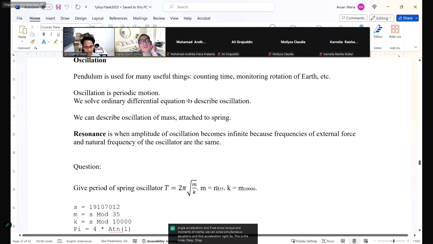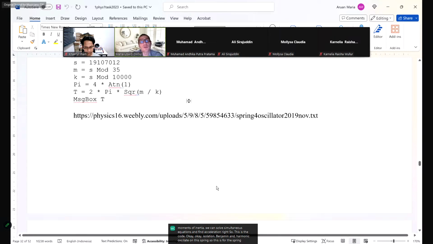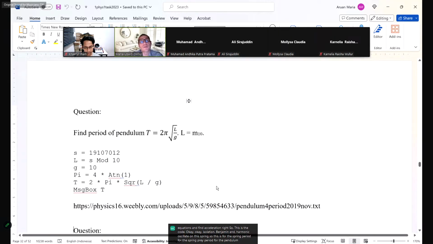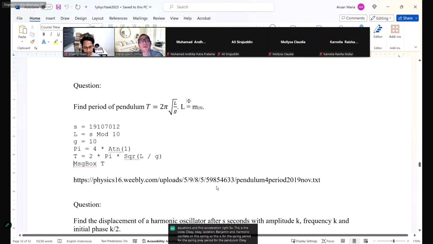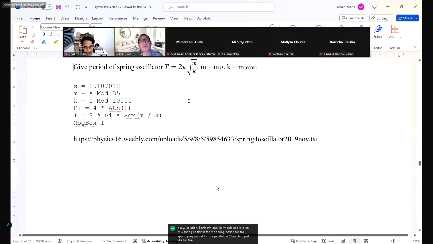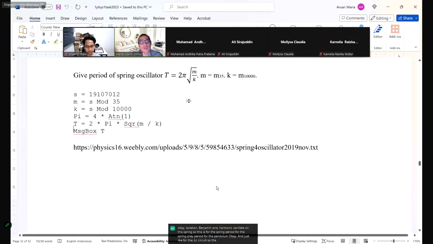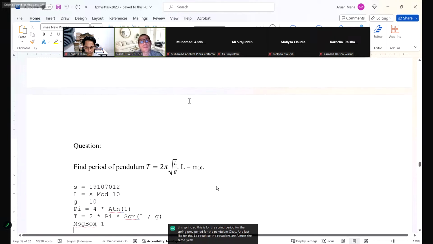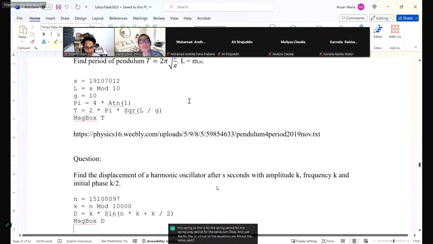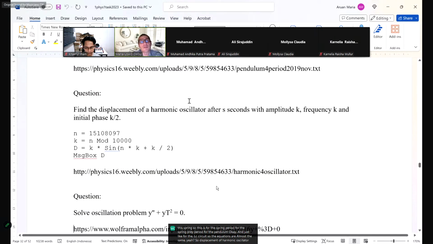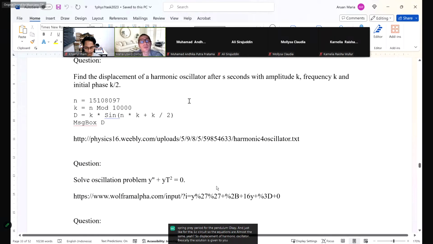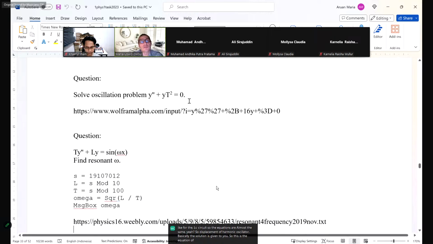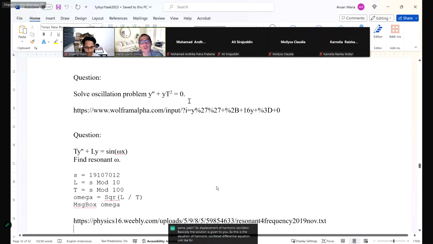Okay, oscillation: pendulum and harmonic oscillator on the spring. So this is the period for the spring, the period for the pendulum. And just like for the LC circuit, the equations are almost the same. So for the displacement of the harmonic oscillator, basically the solution is given to you. This is the harmonic oscillator differential equation, exactly the same as for the LC circuit. So you can solve it.